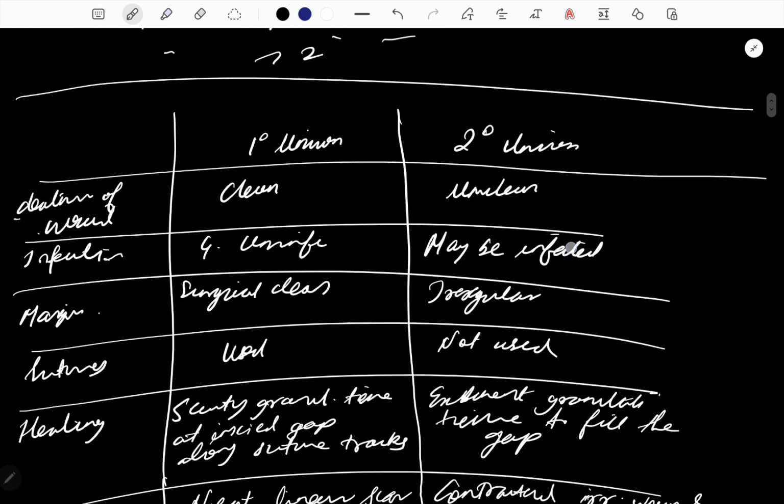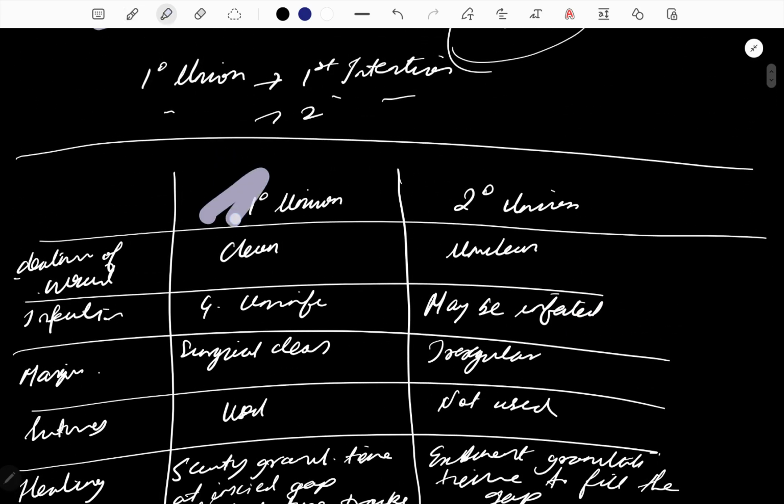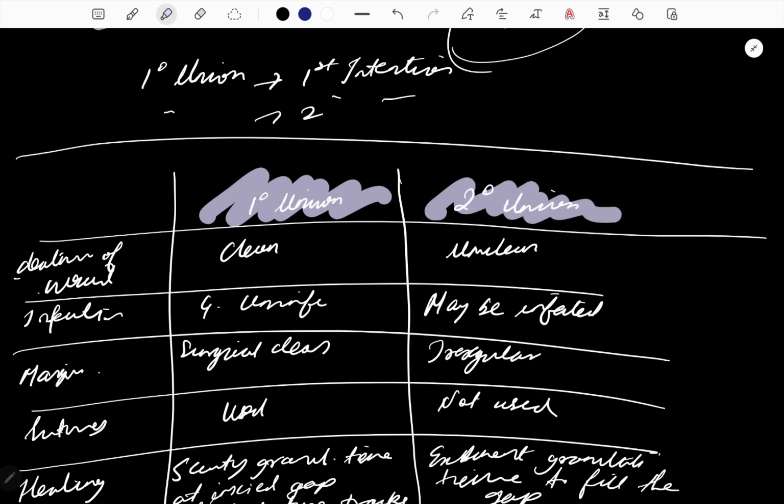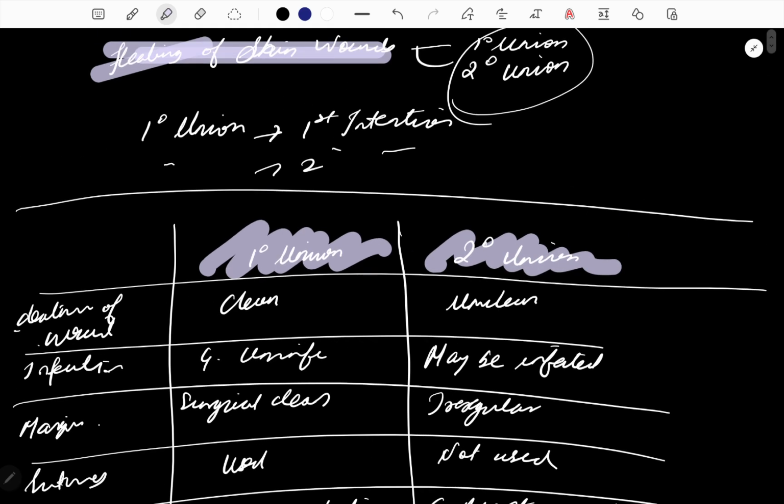So this was all about primary union and secondary union. This is a very important topic and it's asked many times in your viva also, in your viva examination of pathology.